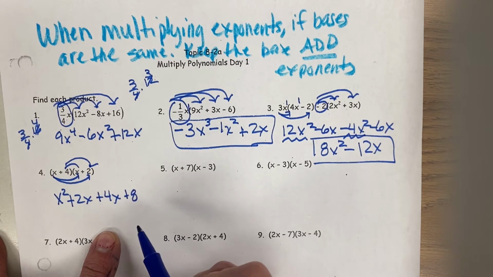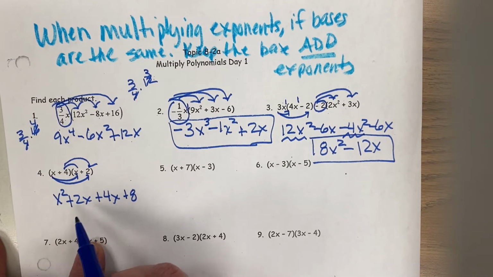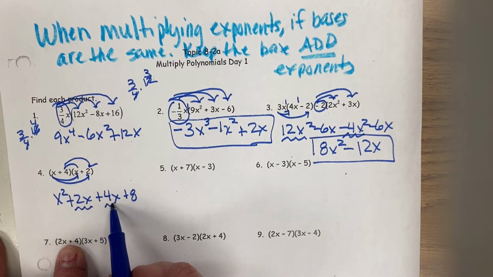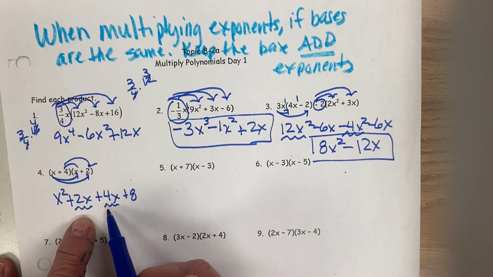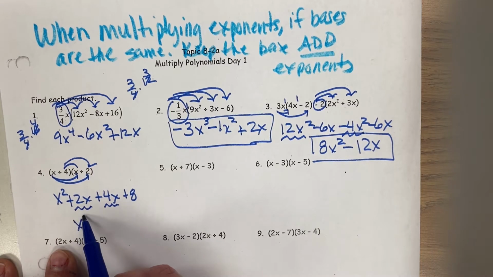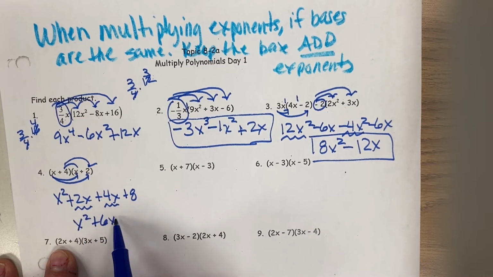Very important for you to draw your arrows. I want to go in and clean this up and make it smaller and combine my like terms. And so I have x squared plus 2x plus 4x, and that's x squared plus 6x plus 8.